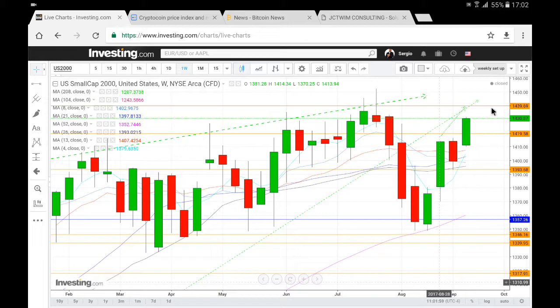And now what we need to seek after is a close above which level over here, above 1435, and next a break above the resistance of 1440, and free rate towards 1450 and higher prices for the Russell 2000. Okay, so Russell 2000 bullish.